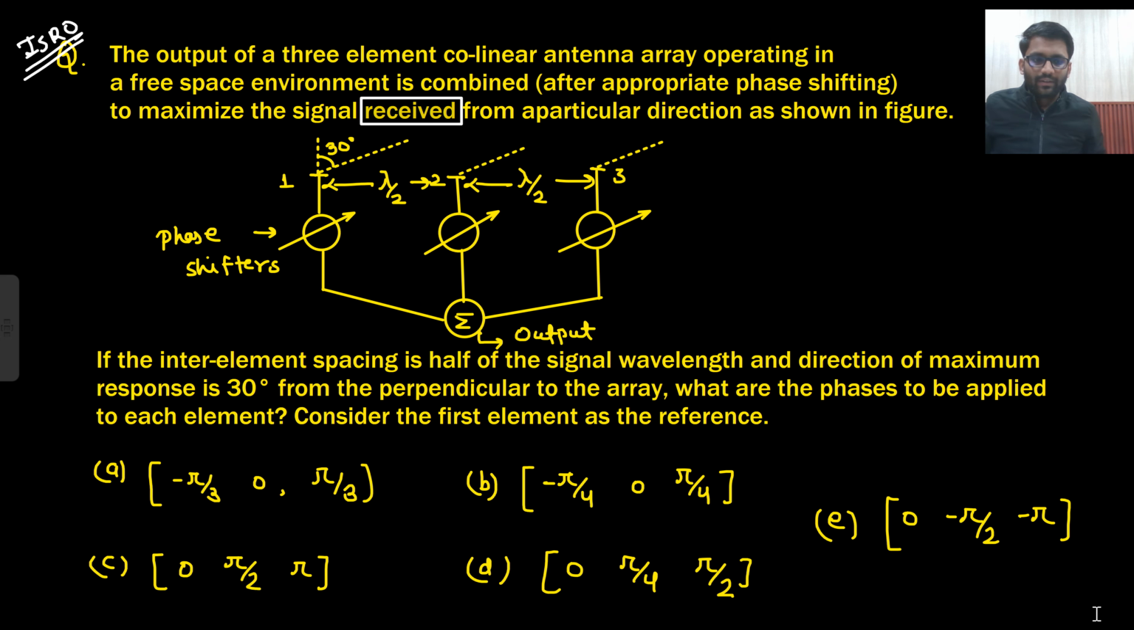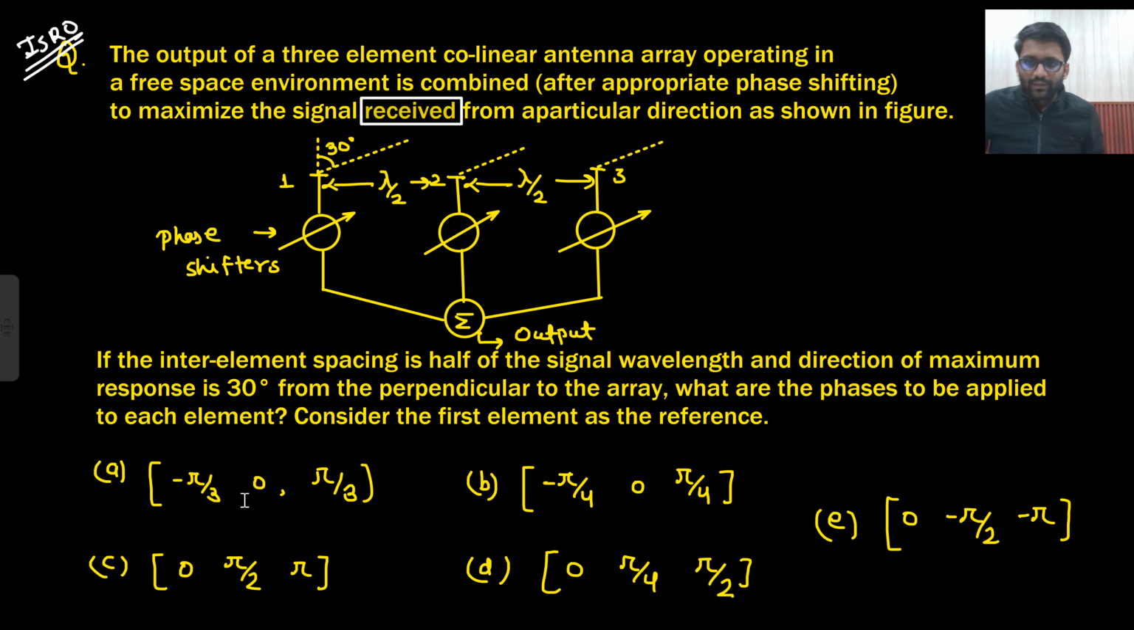So I will copy this structure on the next page. Now here, what they are saying is that the inter-element spacing is half of the signal wavelength and the direction of maximum response is 30 degrees from the perpendicular to the array. So how are the arrays placed? 30 degrees from the perpendicular of the array. That means the arrays are placed like this. Do you agree to this point? The arrays are placed like this.